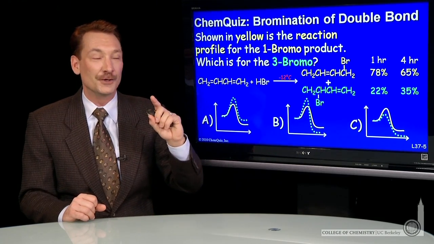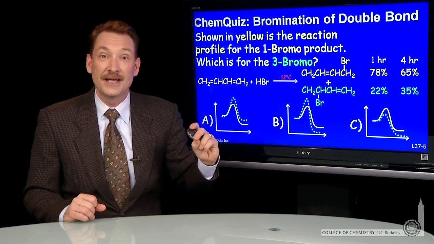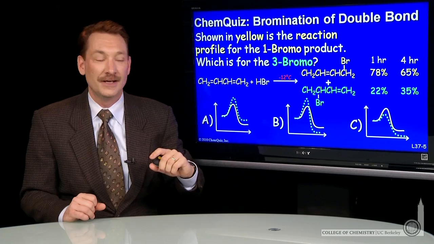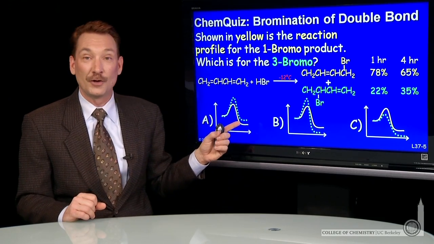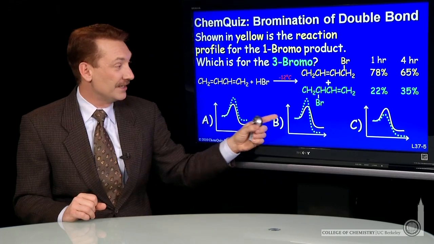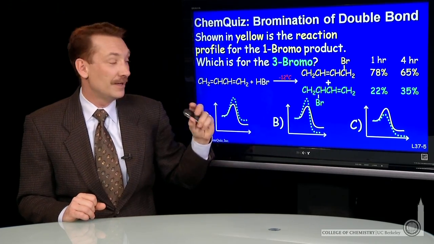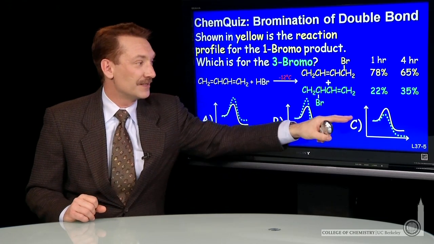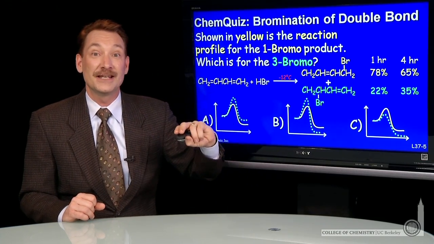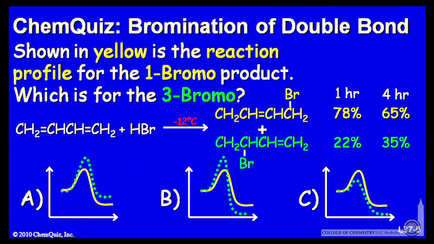The question I have for you is, given this data over time of how the reaction proceeds, can you deduce the difference in the reaction profiles? So here, the solid yellow line is the 1-bromo product, and the dotted green line is the 3-bromo. Notice that the 1-bromo is the same throughout, and I want you to tell me, how is it related to the 3-bromo reaction profile? Think about that for a minute and make a selection.